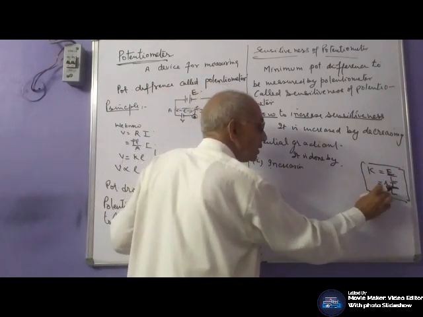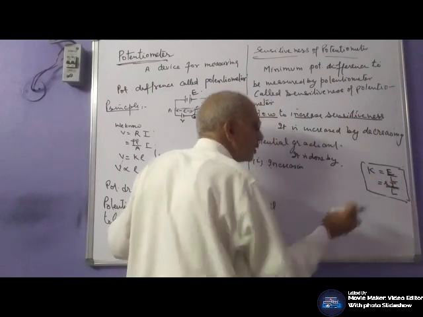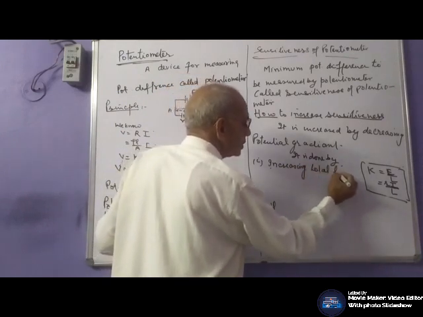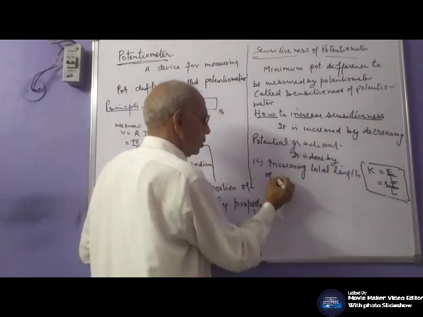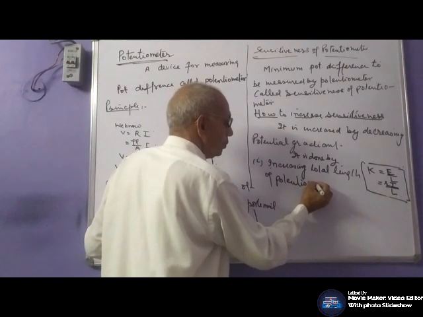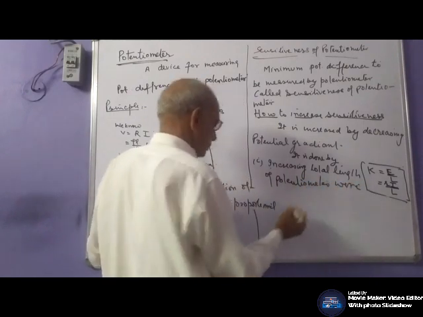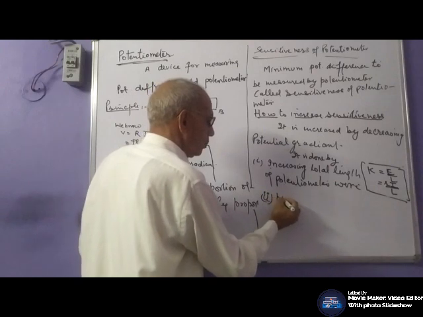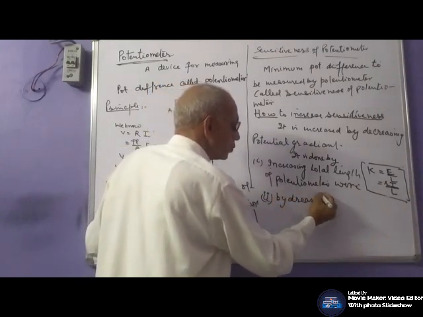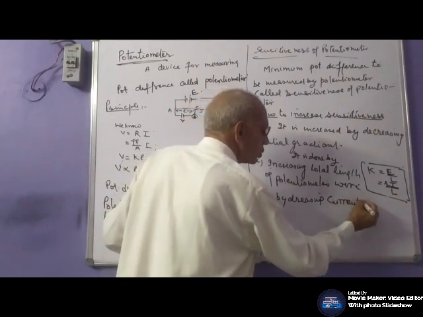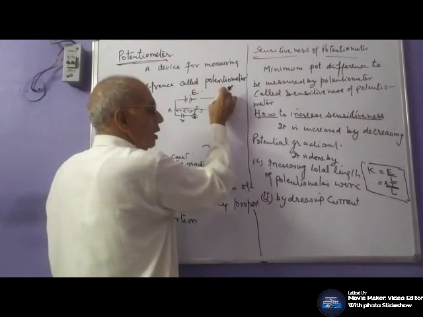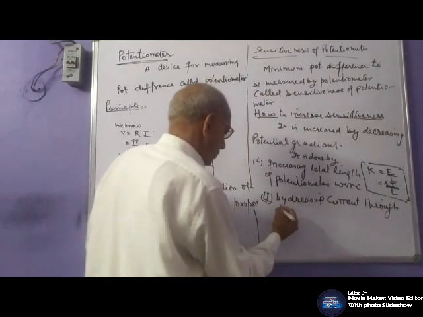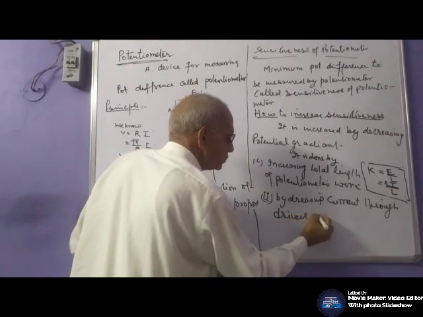When will it be least? This will become more, this will become less. The resistance of the wire will remain the same. Increasing the total length of the potentiometer wire. Second, by decreasing the current through the driver's cell. Which current is this? This one, by decreasing current through the driver's cell.